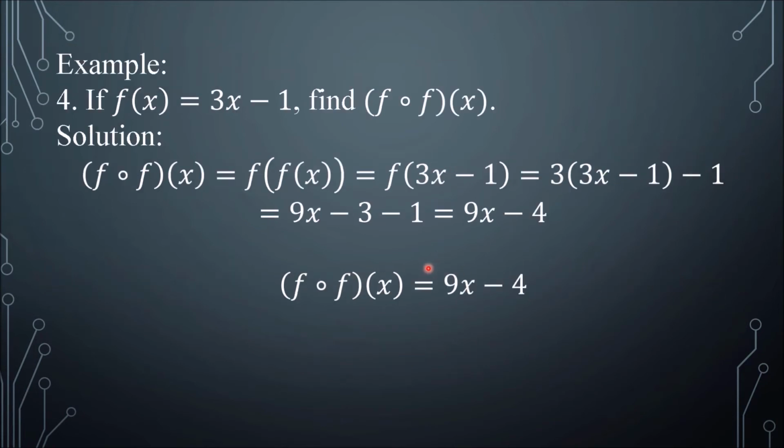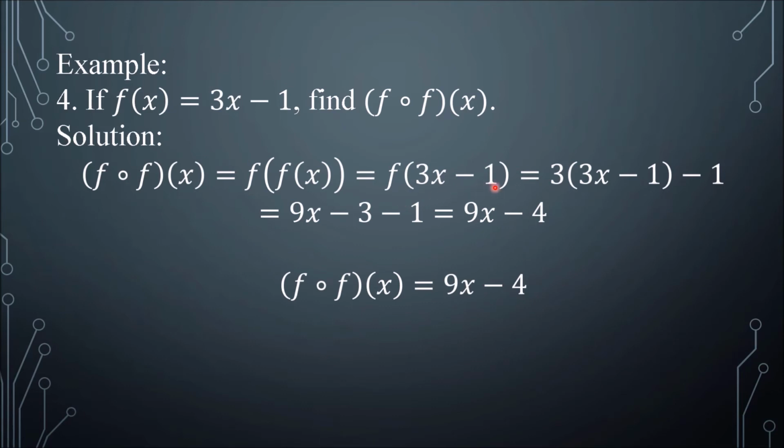Let's have example number 4. f of x is equal to 3x minus 1. Find f of f of x. So f of f of x is equal to f of 3x minus 1. Why? Because f of x is 3x minus 1.